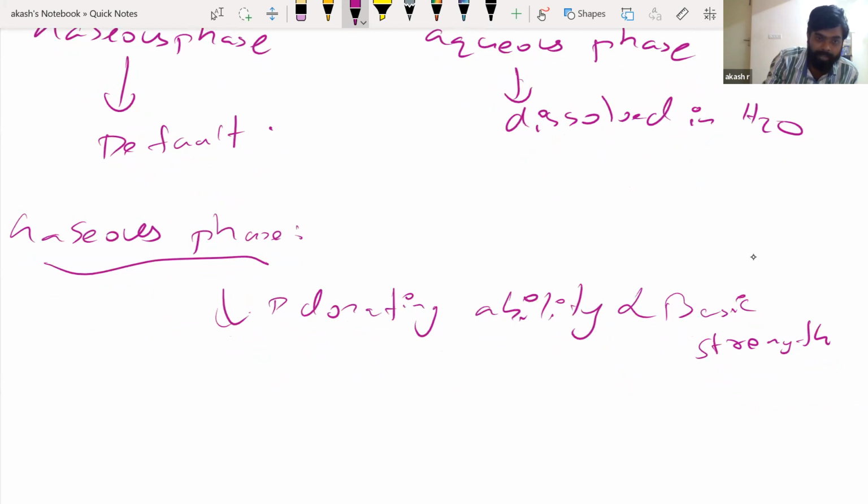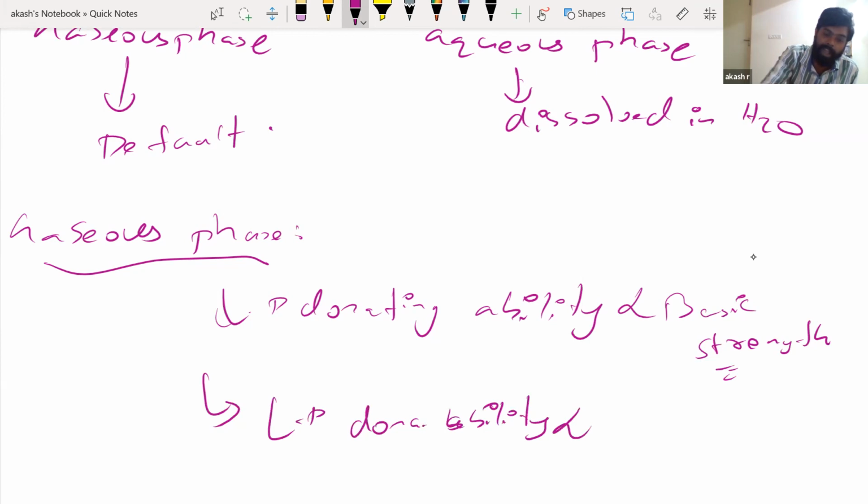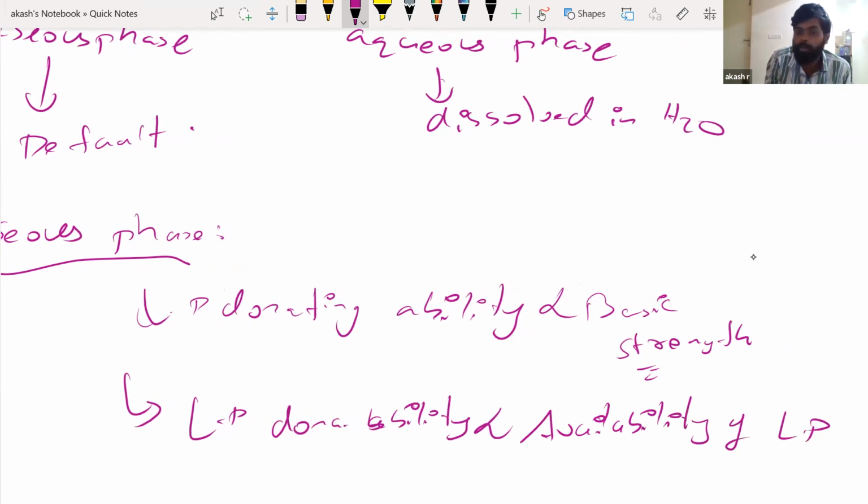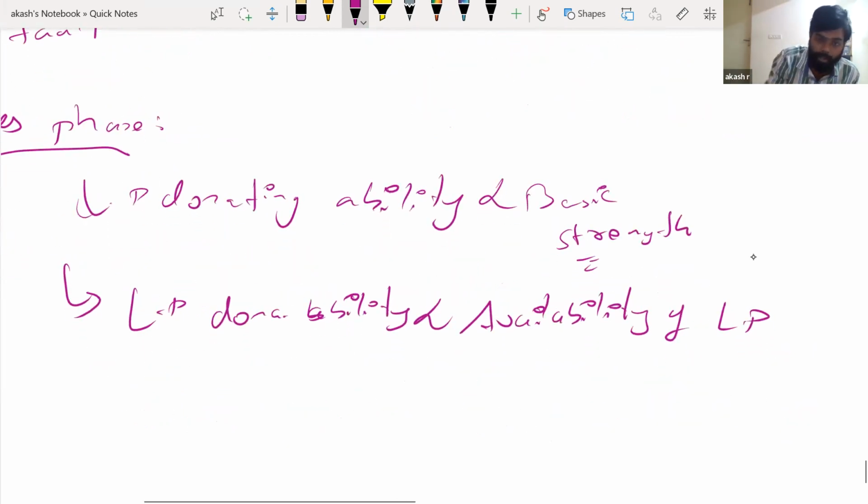Now, second thing is that if I want to donate the lone pair, that is how it's going to decide the basic strength. Now I can say also this: the lone pair donating ability is directly proportional to availability of lone pair. That means more and more the lone pair is available on the nitrogen atom, more and more will be the ability to donate it. And obviously more and more is going to be the basic strength.